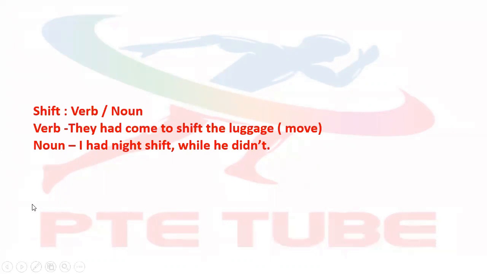With an example, I would just like to demonstrate. You just see the word shift. Shift can be a verb and it can also be a noun. Shift itself, not shifted. For example, in the form of a verb: they had come to shift the luggage from place A to place B. The same word shift is now acting as a verb. In terms of a noun: I had a night shift. While going for a job, we know that people work in multiple shifts. I had a night shift while he didn't. So here this shift is a noun.